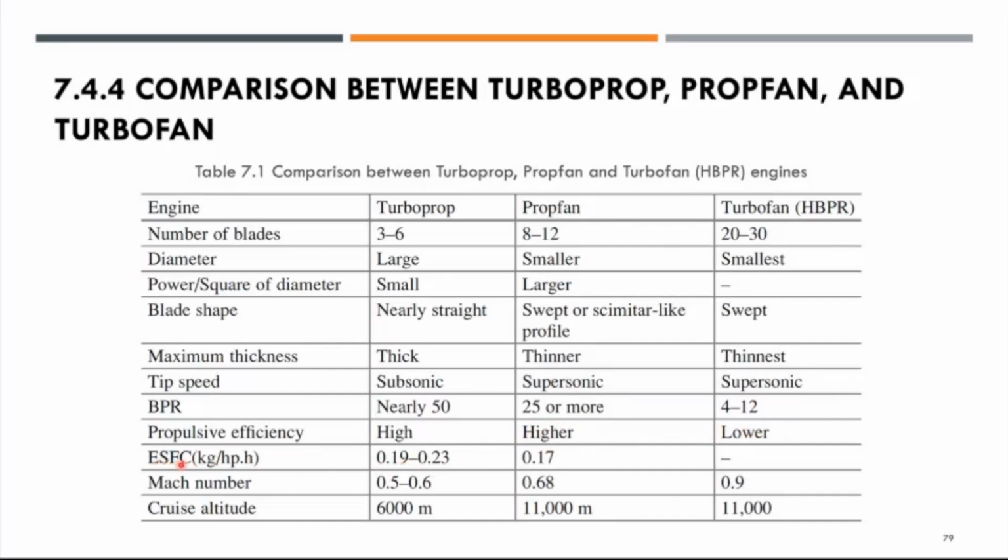The equivalent specific fuel consumption for the Propfan, it consumes less fuel compared to Turboprop. Well, for Turbofan, of course, we do not have equivalent specific fuel consumption for it. Mach number, it operates around 0.68, and operating cruising altitude, it can go similar to the Turbofan engine.